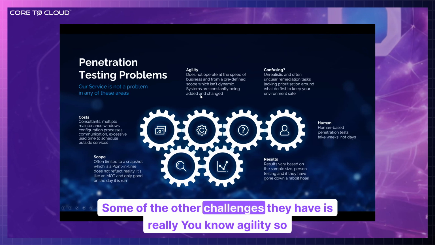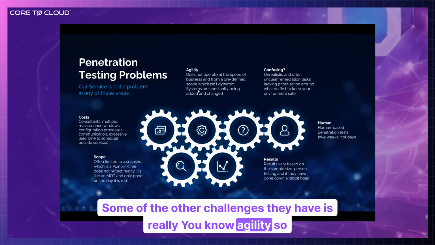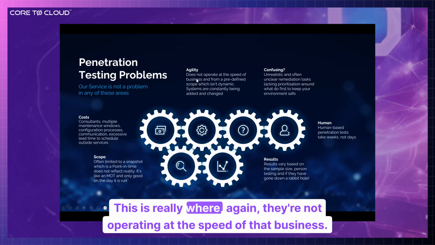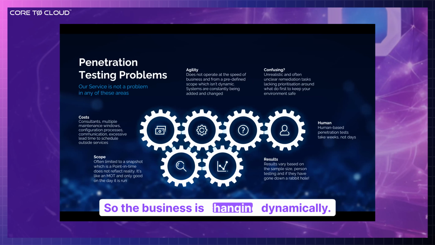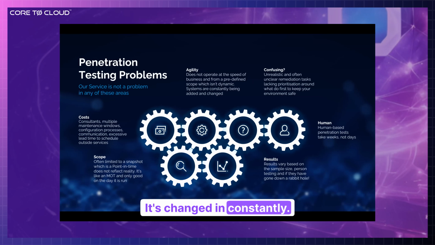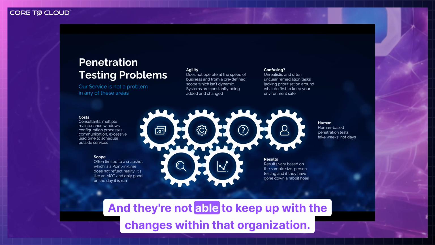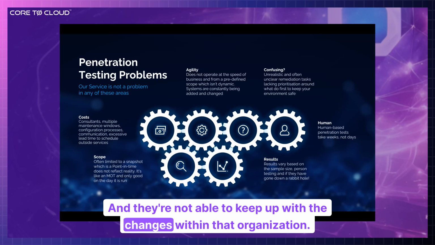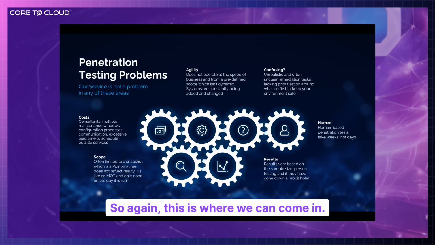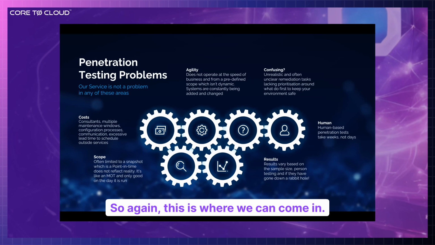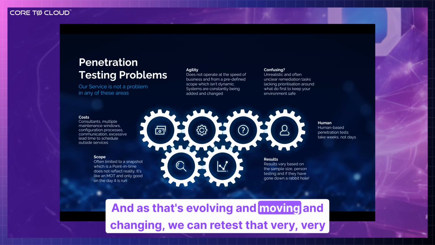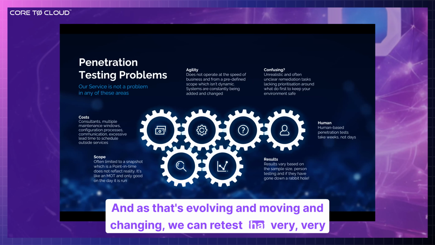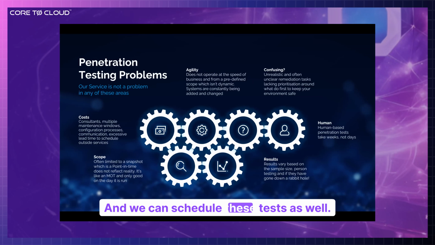Some of the other challenges they have is really agility. This is where, again, they're not operating at the speed of the business. The business is changing dynamically. It's changing constantly, and they're not able to keep up with the changes within that organization. So again, this is where we can come in. We can actually see what systems you have, and as that's evolving and moving and changing, we can retest that very, very quickly, and we can schedule these tests as well.